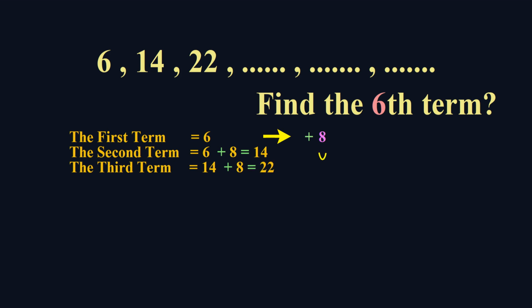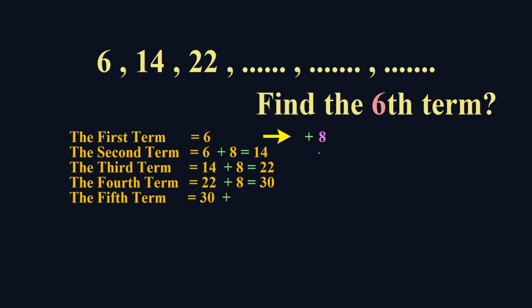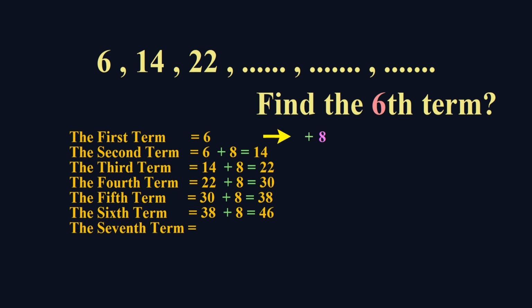And so on. We can get the fourth term by adding 8 to the third term. So the fourth term is equal to 22 plus 8, which equals 30. And the fifth term is equal to 30 plus 8, which equals 38. By the same method, we can get the sixth term, which is equal to 38 plus 8, which equals 46. And the seventh term is equal to 46 plus 8, which equals 54.